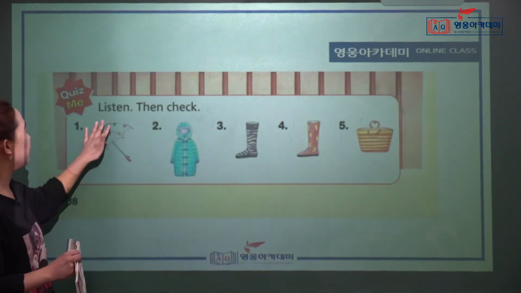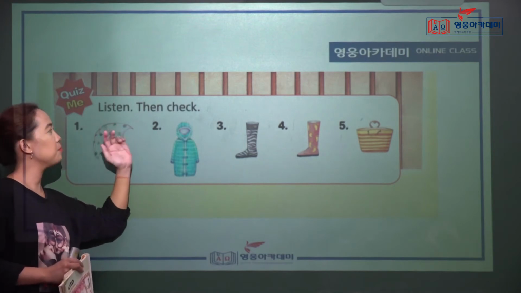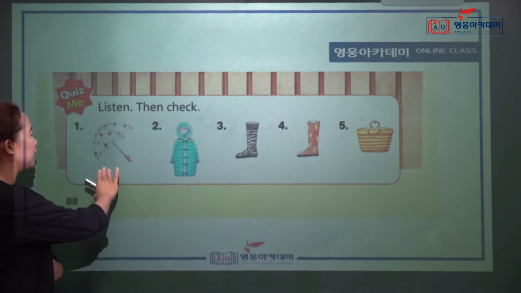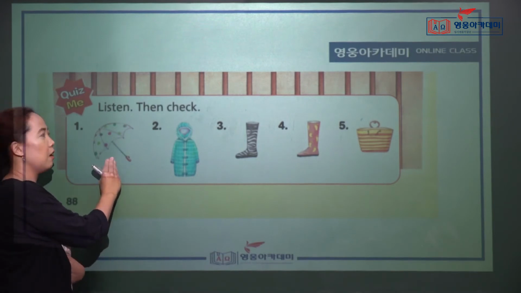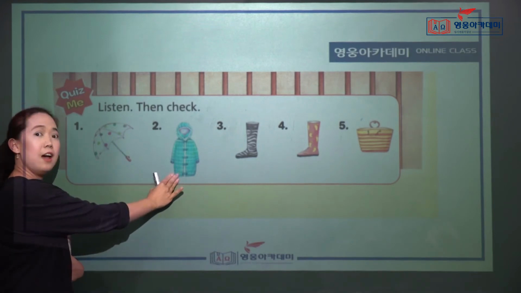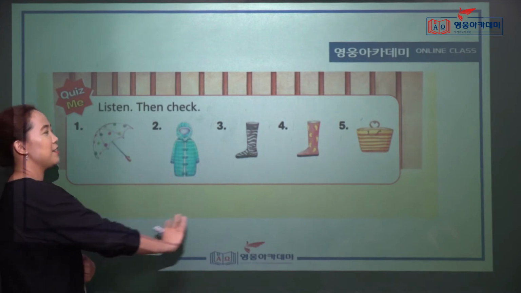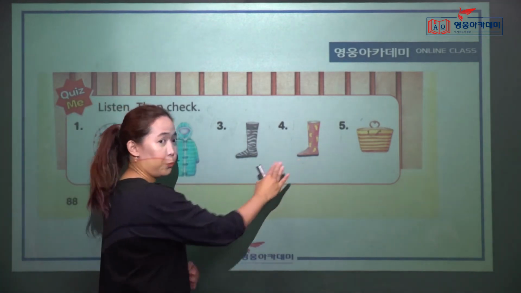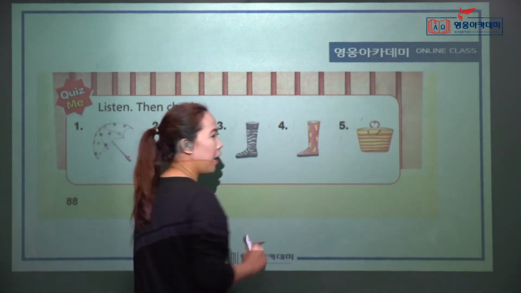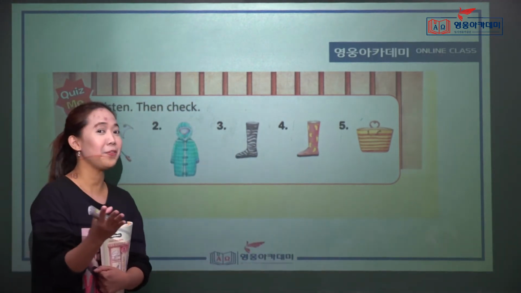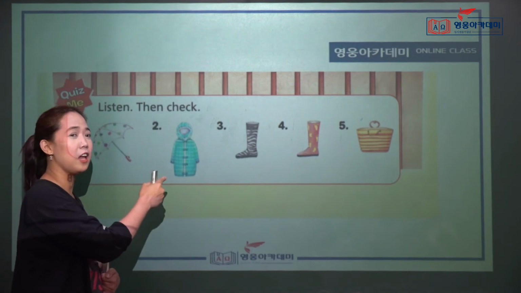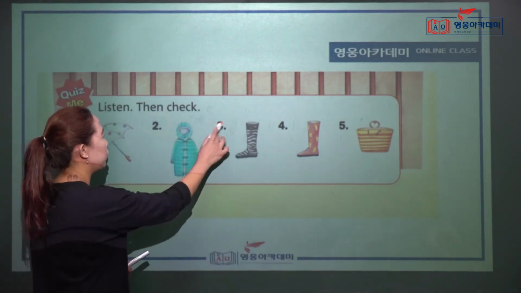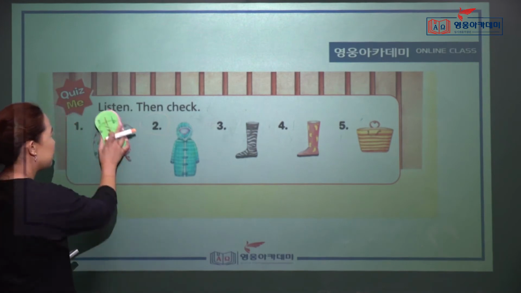Okay, what is the instruction, guys? Listen, then check. All right, listen, then check. So let's look here again. What is this print? Dots, checks, animal print, footprint, stripes. So I'm going to say something. If it is here, check it or circle it. Check or circle is okay. All right, let's start.